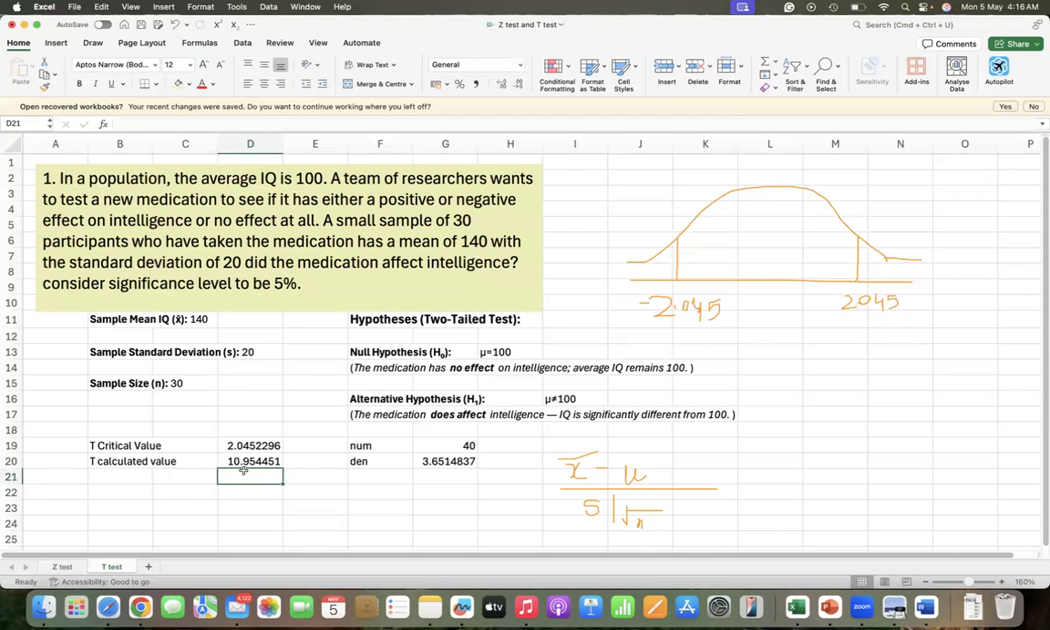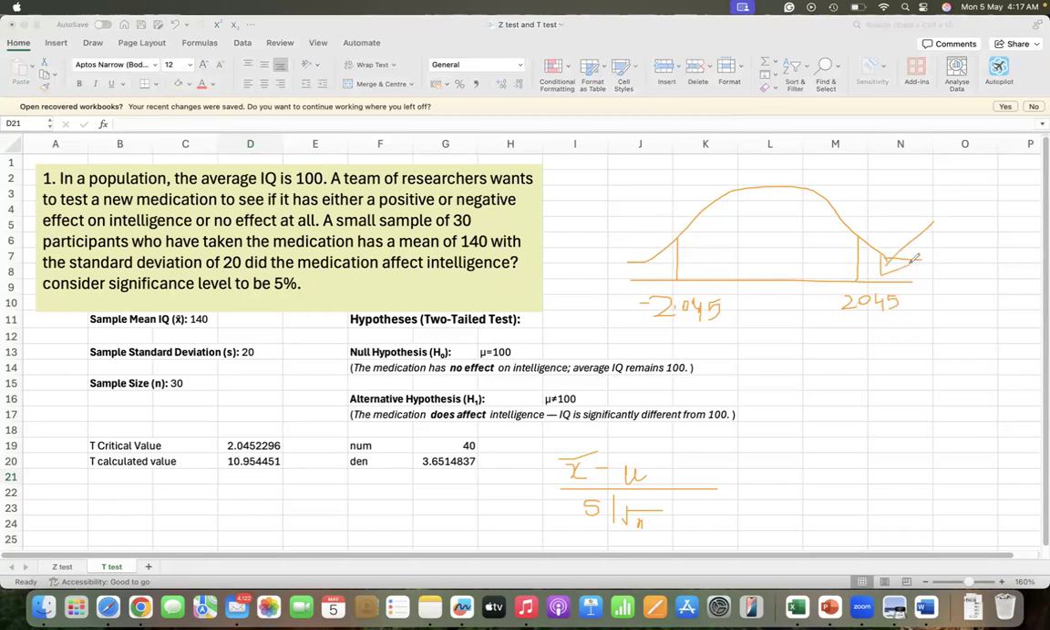Now, since this is 10.96, what do you think? Where does it fall? Does it fall in the rejection region or in the acceptance region? 10 is beyond 2, right? So since it is beyond 2, it is falling in the rejection region.